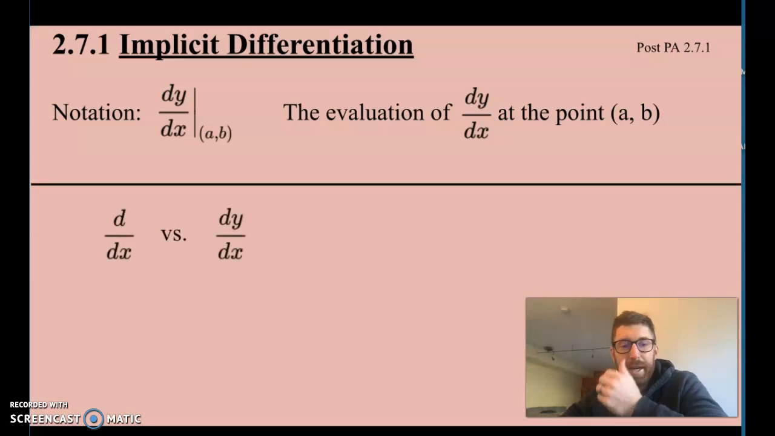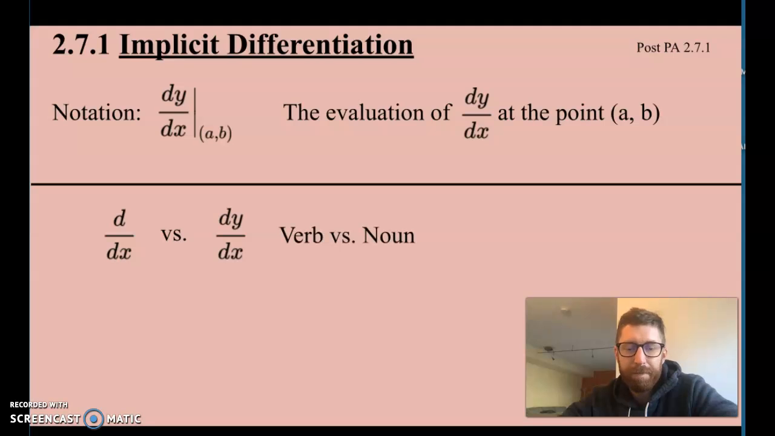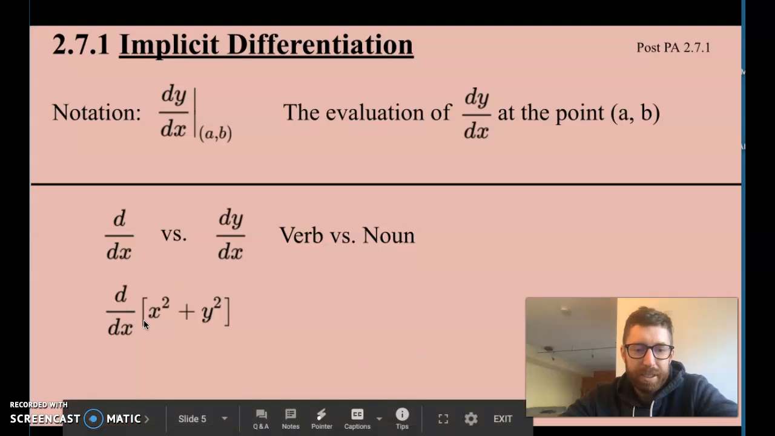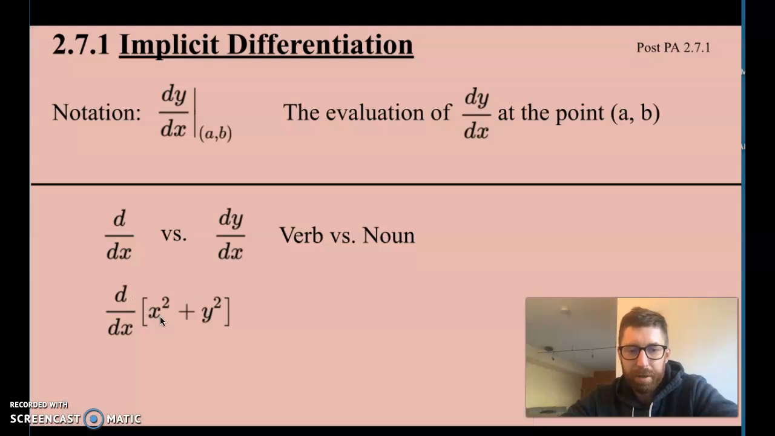The last thing that I have for you is the difference between d dx and dy dx. One is a verb and one is a noun. So remember, a verb is an action and a noun is a thing. If you ever see this notation, d dx, that means, hey, I'm about to take the derivative of this thing. I'm about to take the derivative of the quantity x squared plus y squared.